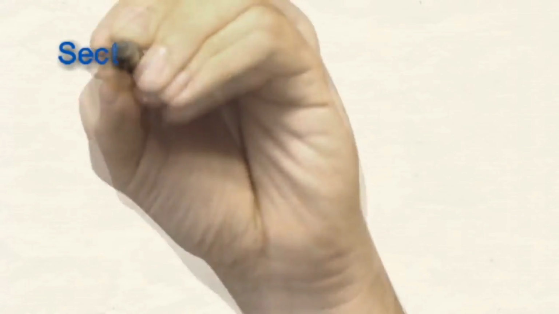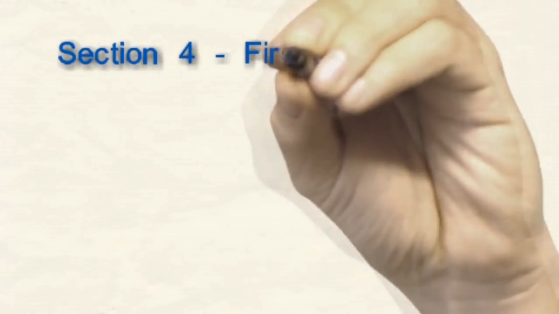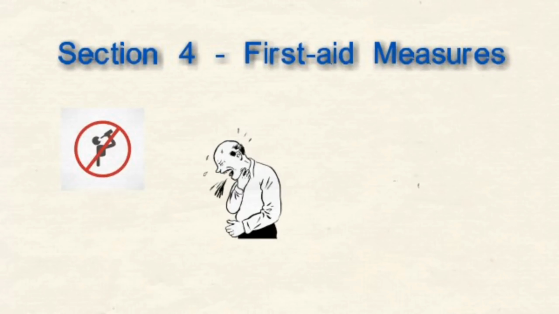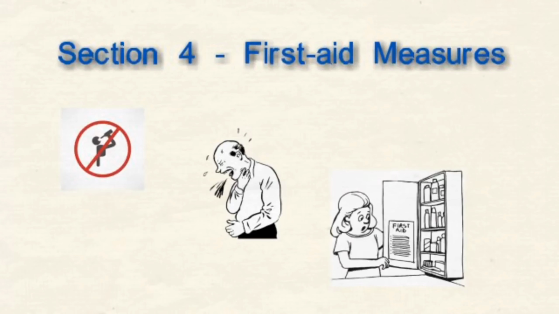What do you do if the product gets in your eyes, on your skin? What if you inhale or swallow some? Section 4, First Aid Measures, lists the signs and symptoms of exposure to the chemicals and whether the effects are usually immediate or delayed, and the appropriate first aid measures to take.